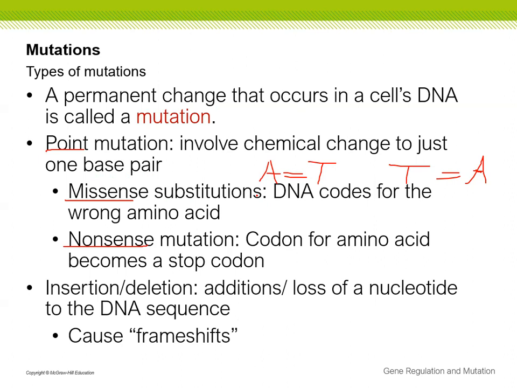Remember, this is going through the ribosome, right? This is creating those proteins. So a point mutation is changing one of those pairs, and that's it. The other one is an insertion or deletion. This is when we add or lose some or many nucleotides.